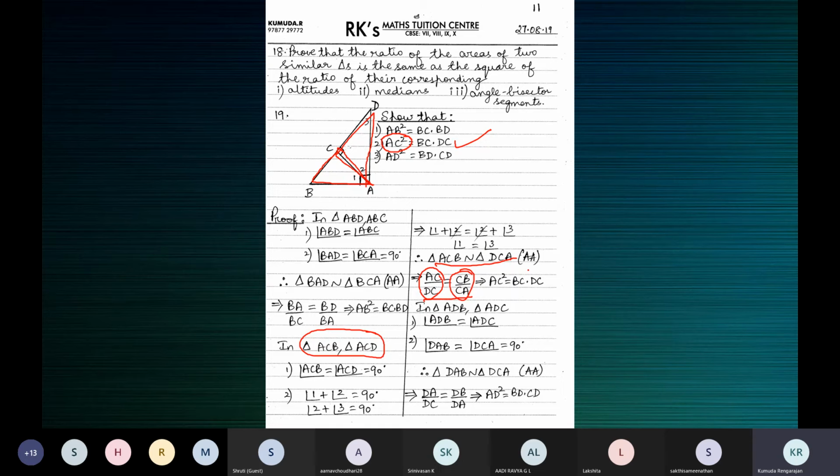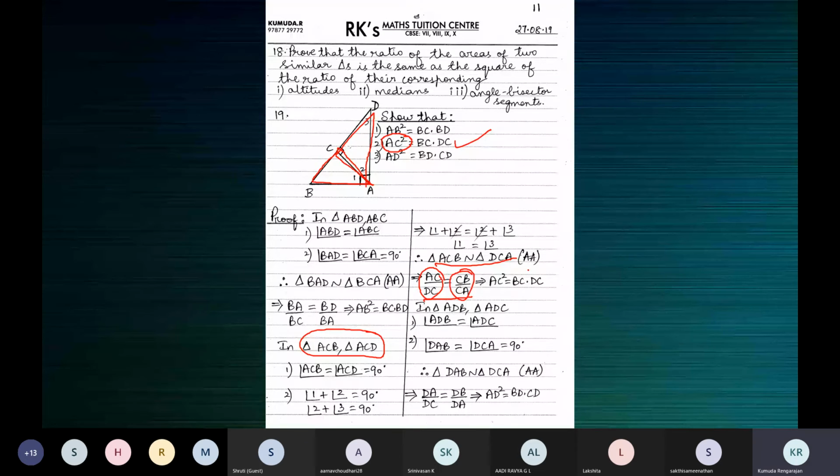So I think I told you how to select the triangles. To get a result like AC square is equal to something, you have to take up two triangles which have AC as a side. So ACB, ACD. Take up these two triangles, show that they are similar to each other. Once they are similar, their corresponding sides are proportional. Write that down.